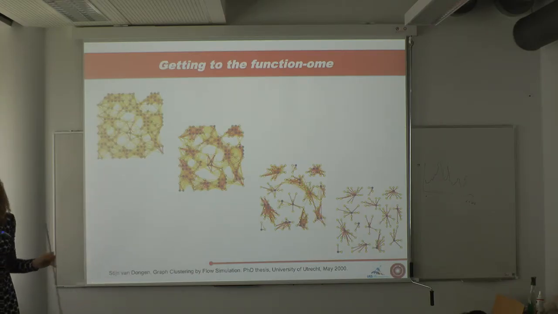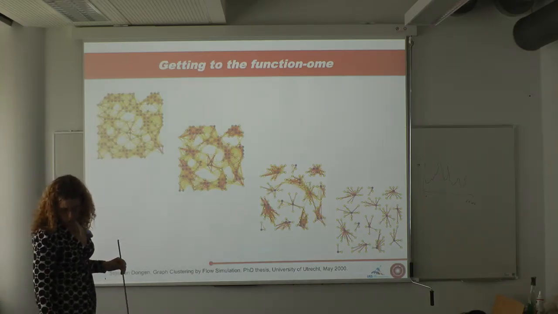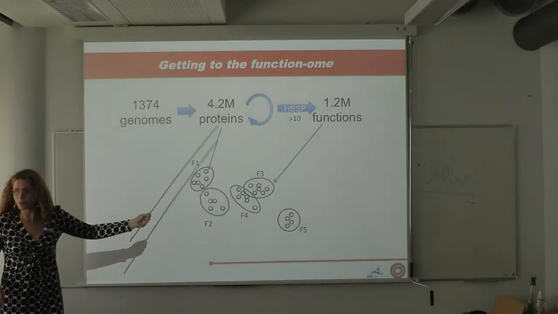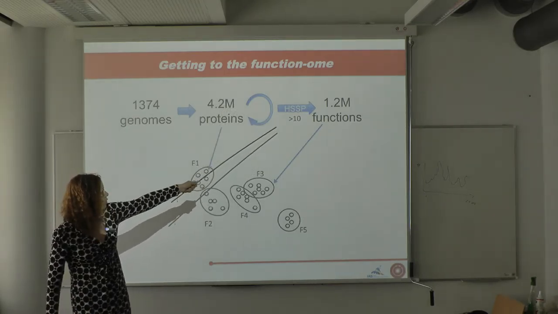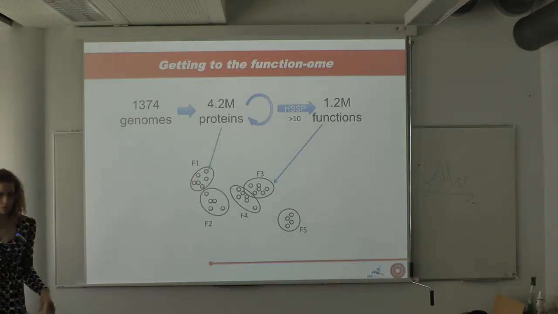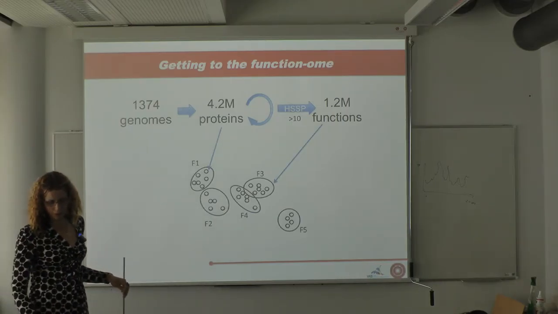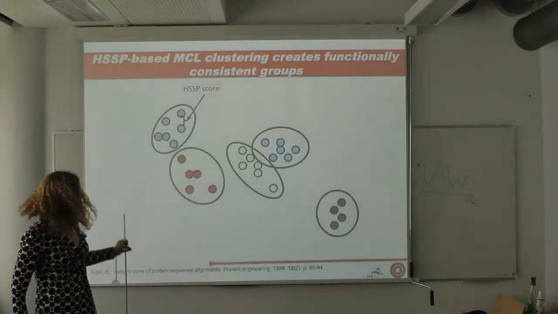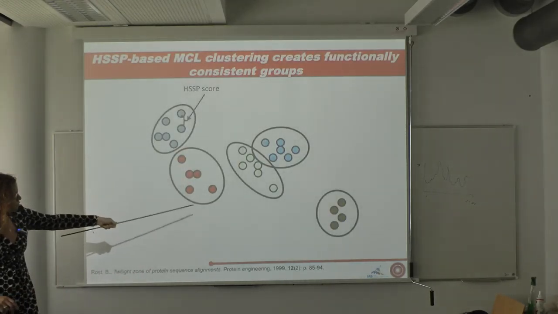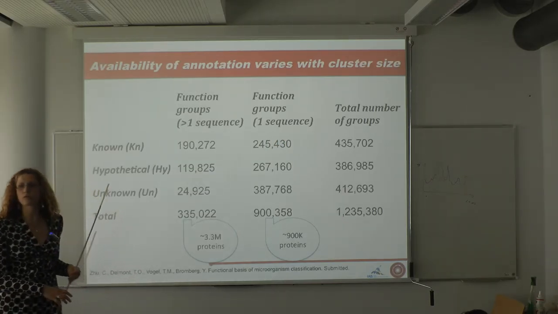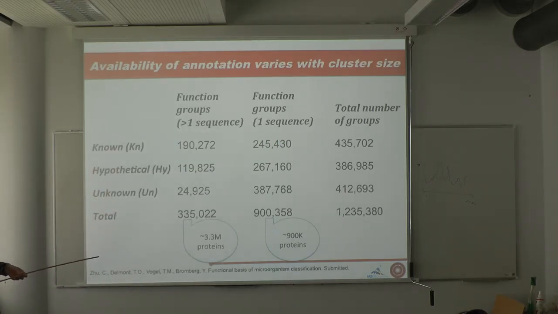Fair? Okay. So what we did is we had 4.2 million proteins, we did the HSSP cutoff of 10, we had 1.2 million functions after clustering. So what we wanted to see is how functionally consistent are these clusters. And you can represent the functions, let's say, by the color over here. And what we found is this interesting thing.